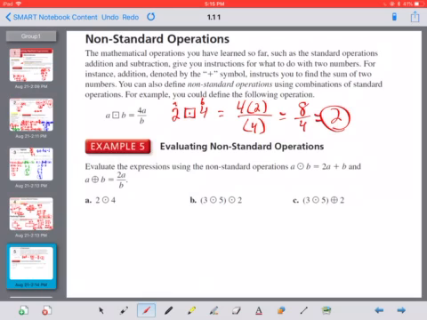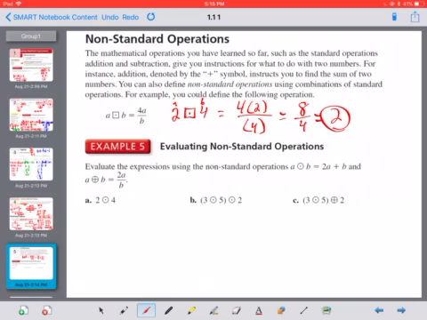So let's look at the expression examples that they give us for non-standard operations. In the instructions, evaluate the expression using non-standard operations. A circle dot B is going to mean 2 times A plus B. And A bullseye B is going to be 2A over B. So we just have to look for what it tells us to do.